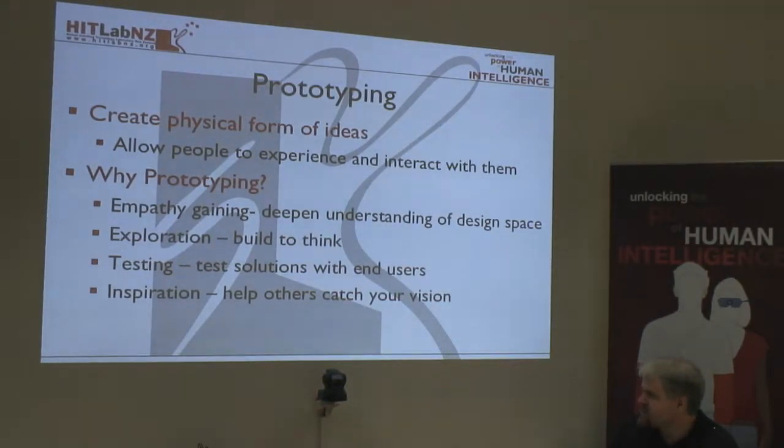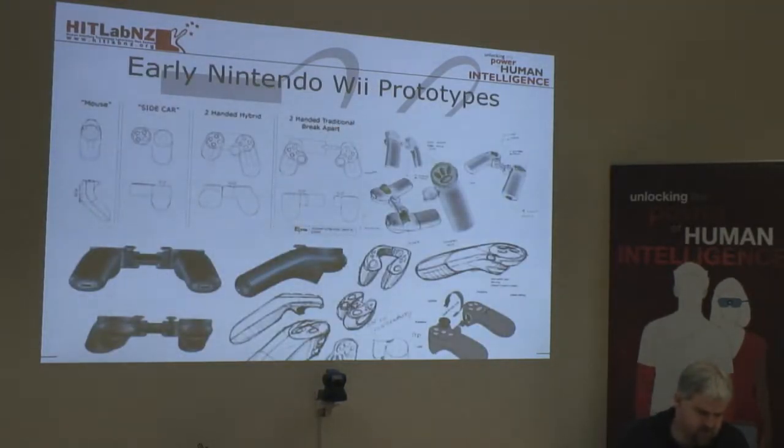Sometimes you may have an idea that is so revolutionary that nobody else can really understand what you're talking about until they can see it in their hands. So here are some examples of prototyping. This is the early Nintendo Wii prototype. So you probably all know the Nintendo Wii with the handheld controller. There are some ideas that Nintendo went through for what the controller might look like.